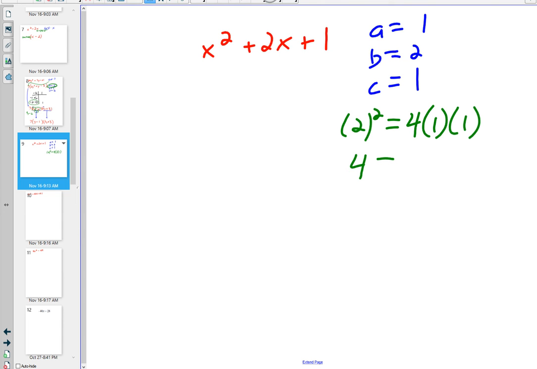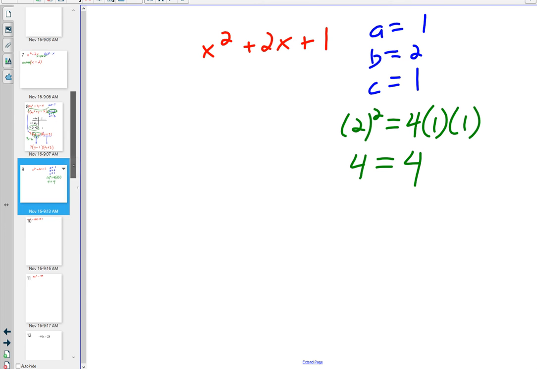2 squared is 4. 4 times 1 times 1 is 4. Yay! Look at that! For the first time ever, it worked! We just saved ourselves from having to do a chart, because the test for perfect square trinomial works.